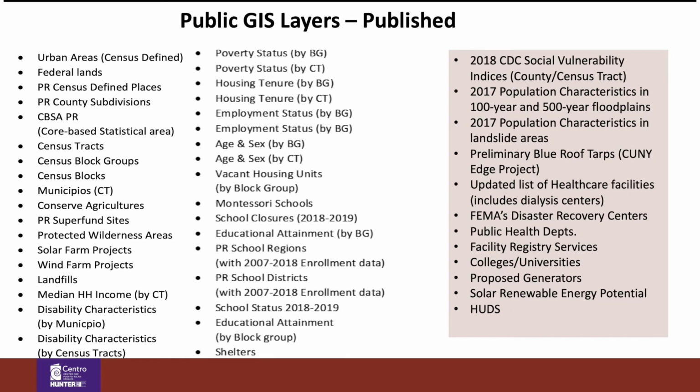So in this slide, you will see all of our layers that are currently available to you in our Data Hub. The layers that we just uploaded are the 2018 Social Vulnerability Index at the county and census tract level. We've also uploaded the 2017 population characteristics of those who live in the landslide areas, and we'll be updating that to the 2018 data in the coming week. We also have the 100-year and 500-year floodplains.